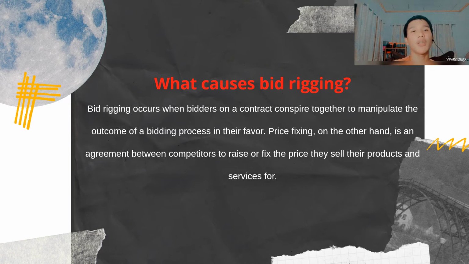Bid rigging occurs when bidders on a contract conspire together to manipulate the outcome of a bidding process in their favor. So price fixing will really occur here. Price fixing, on the other hand, is an agreement between competitors to raise or fix the price they sell their products and services for, just like in the previous slide. Since most, but not all, contracts open to bidding involve governments, they are most often the target of bid rigging. So bid rigging is one of the most widely prosecuted forms of collusion.